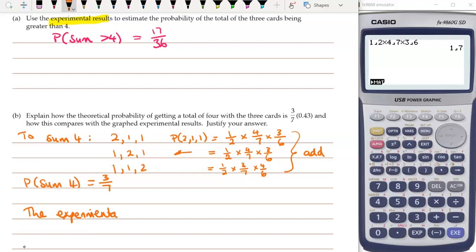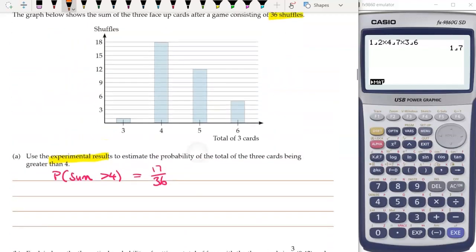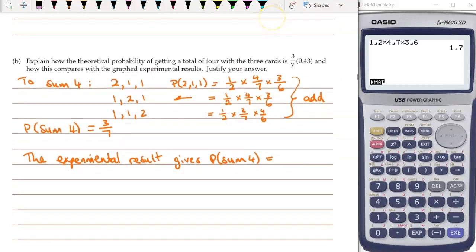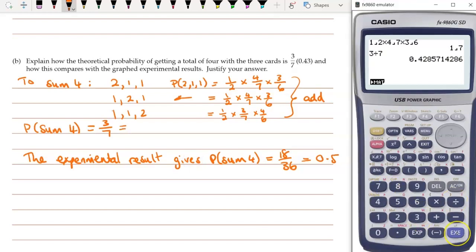Now the experimental result gives the probability of getting a sum of 4, so exactly equal to 4, as being 18 out of the 36 shuffles. Now that's exactly half, that's 0.5, and this one here, 3 out of 7, is 0.4286.